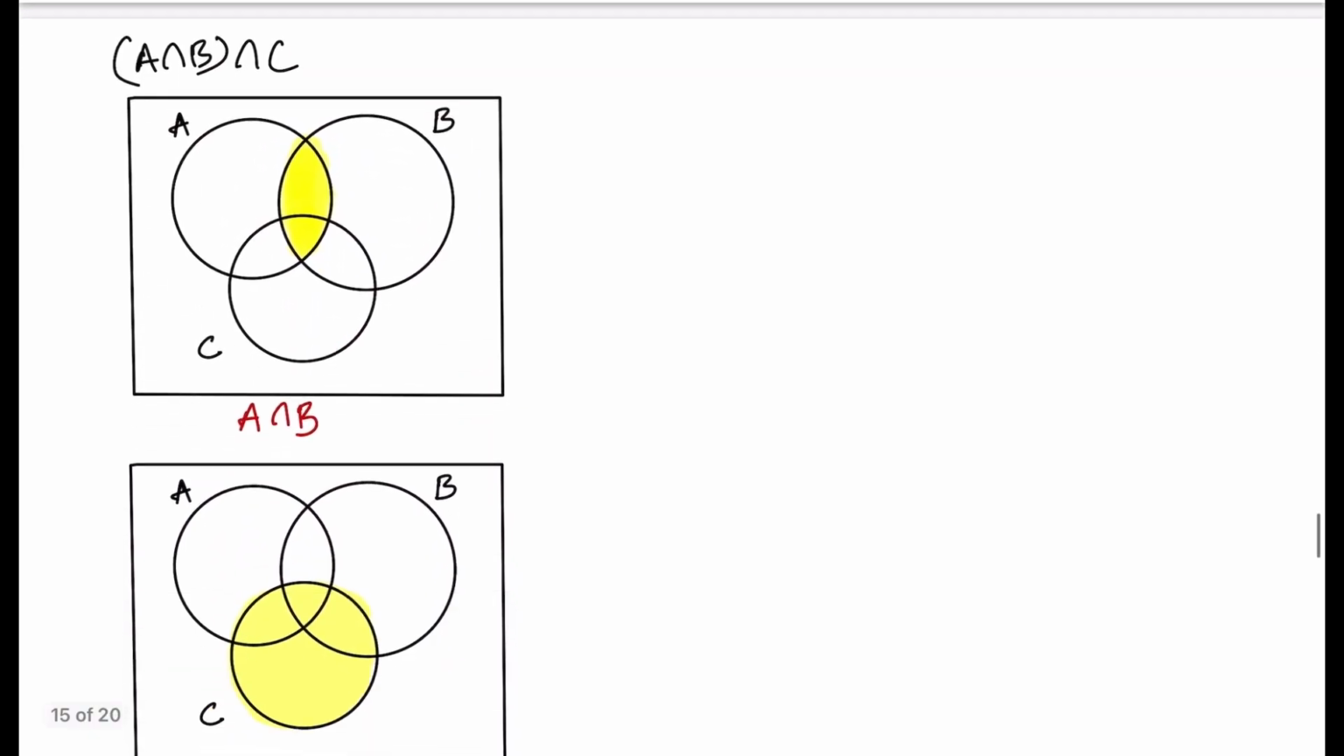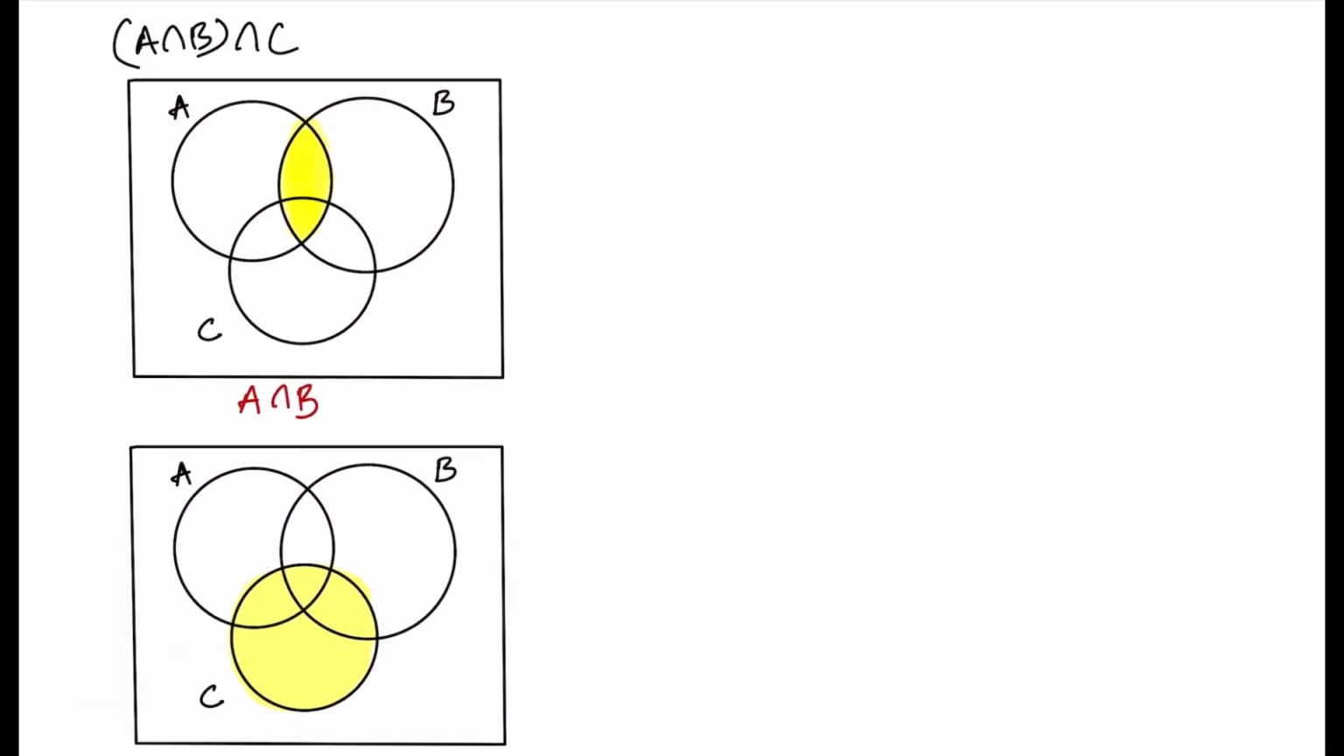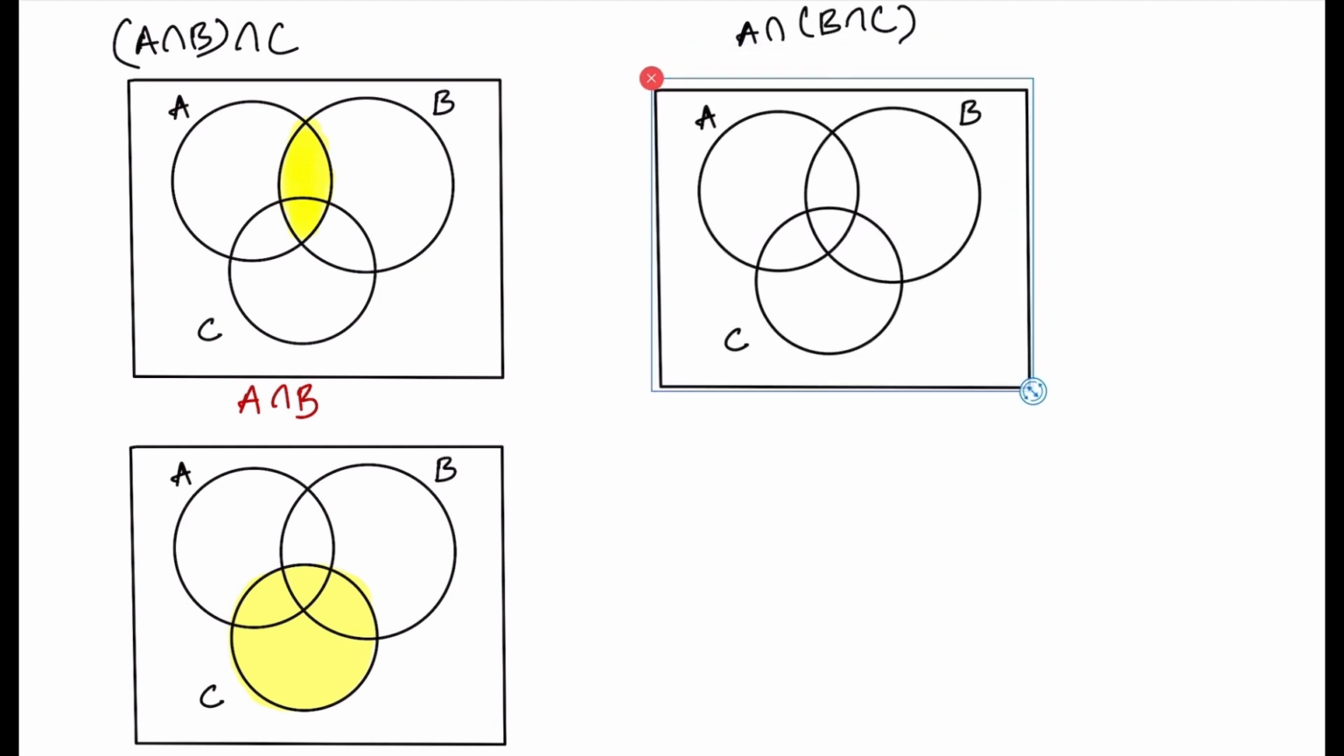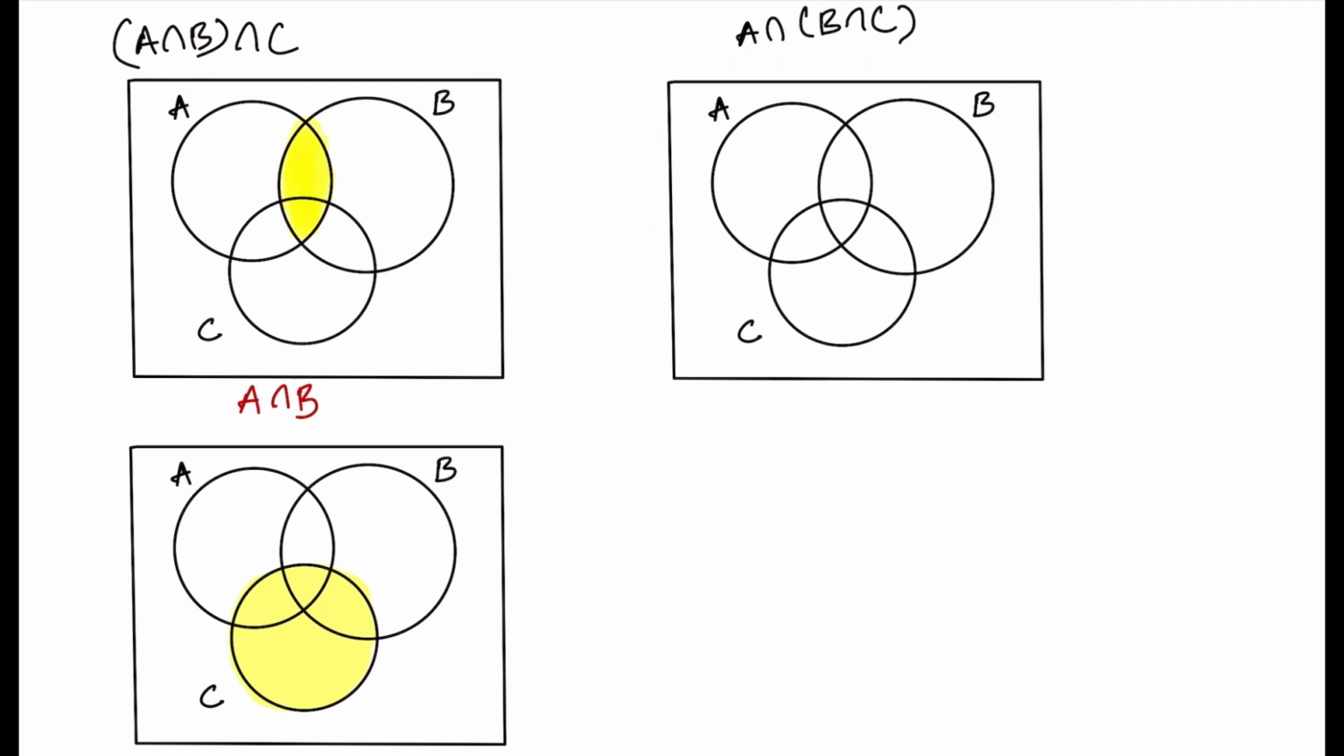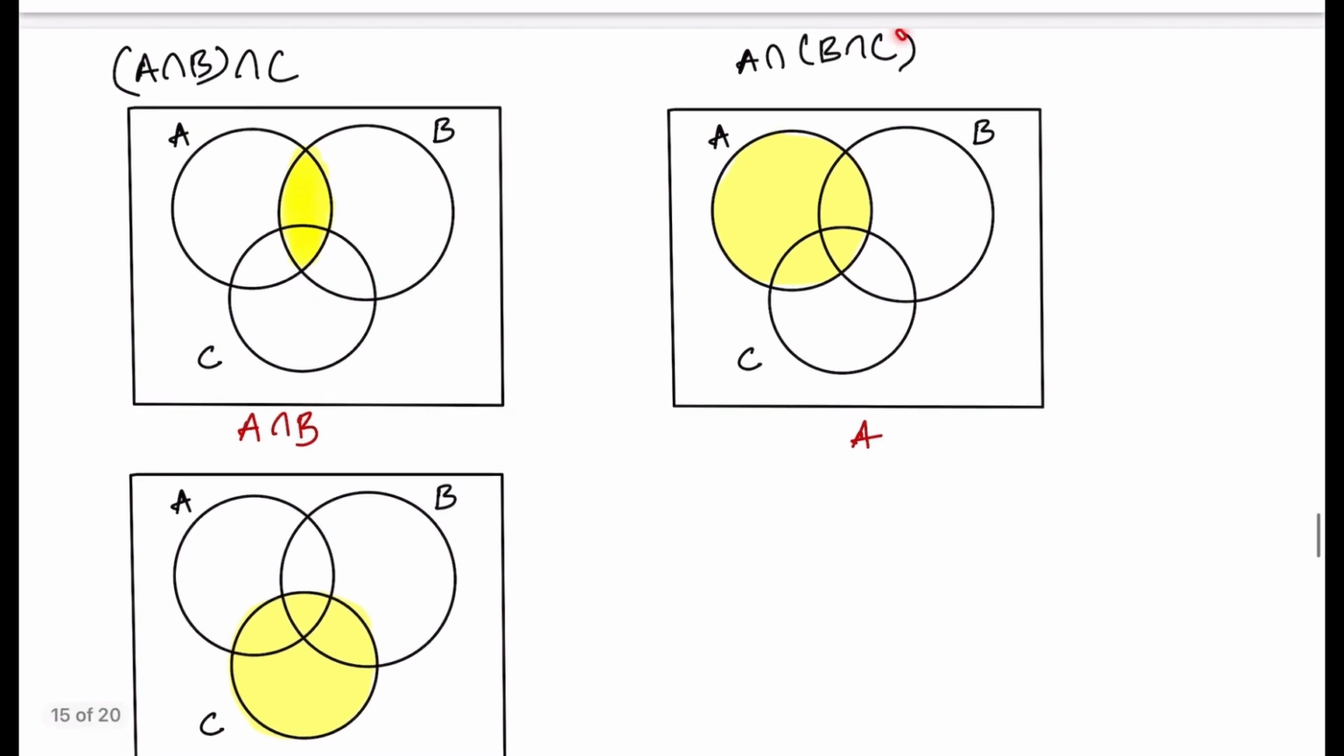Similarly, we will go for the right hand side. The right hand side is A intersection B intersection C. For the right hand side, we will shade the region for A. This is the region for A. The shaded region is the region of A. Next, we will shade the region for B intersection C.